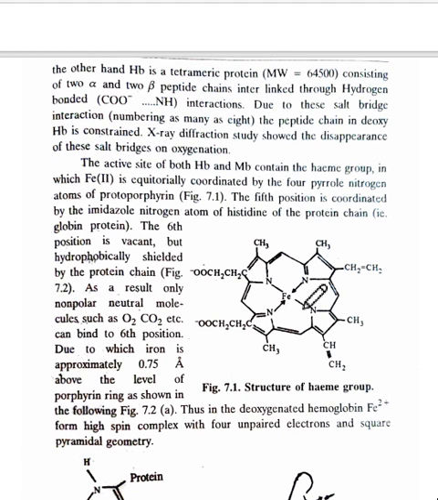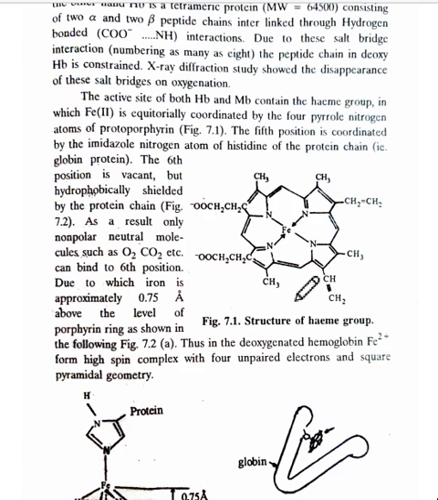As a result, only non-polar neutral molecules such as oxygen, carbon dioxide, etc. can bind to the sixth position, due to which iron is approximately 0.75 angstrom above the level of the porphyrin ring. This is as shown in this diagram. In the center there is an iron atom above the level of the porphyrin ring. Thus, in deoxygenated hemoglobin, Fe2+ forms a high spin complex with 4 unpaired electrons and square pyramidal geometry.